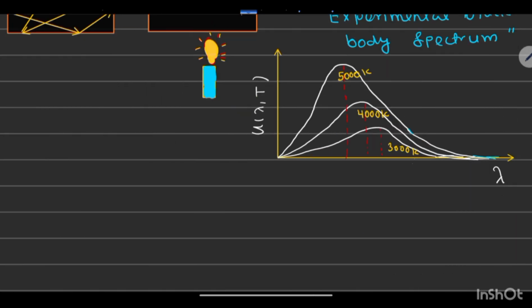Here the quantity U of lambda comma T represents the radiation energy emitted per unit volume and unit frequency range, and it is a function of lambda comma T.